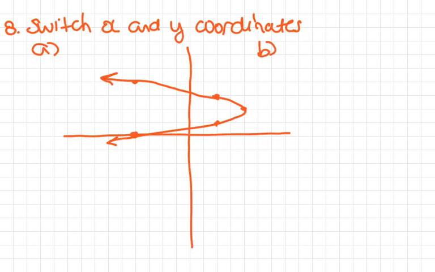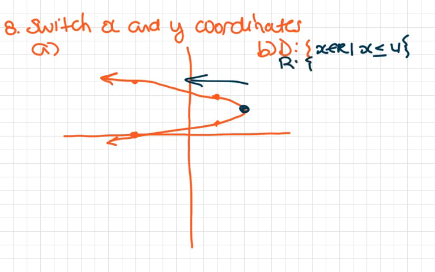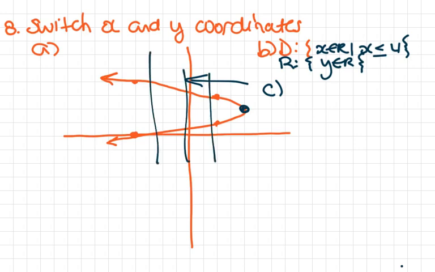B, the domain and range. So the domain, what x values are possible for this? All the x values on this side of the vertex. So x is a member of the reals such that x is less than or equal to 4. And then the range can be anything because all of our y values are possible. And then C asks us if this is a function. Check with the vertical line test: no, not a function.